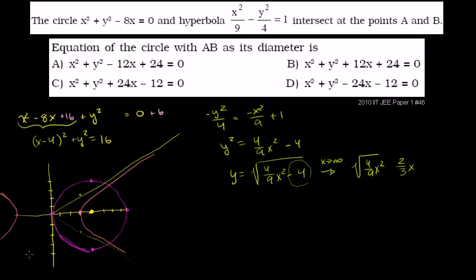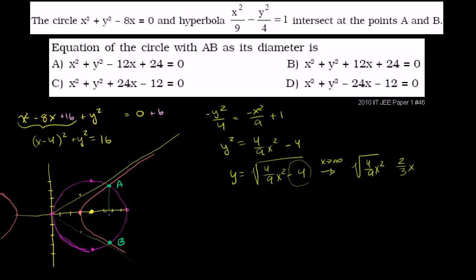with the circle. Now, they told us that the hyperbola and the circle intersect at the points A and B. So this right here is the point A. This right here is the point B. In this question, we want the equation of the circle with AB as its diameter.